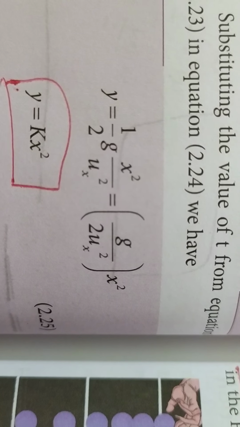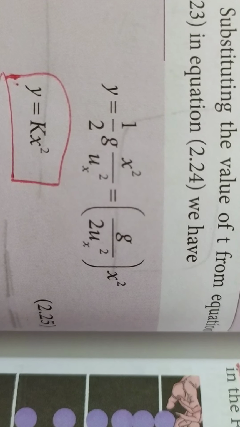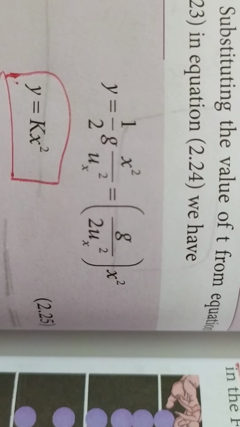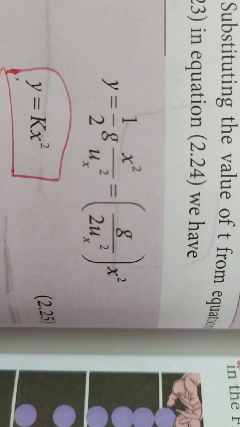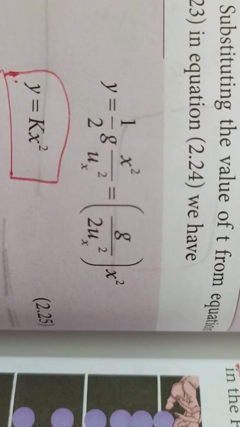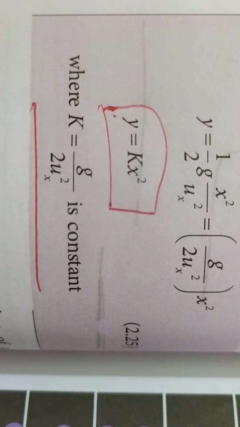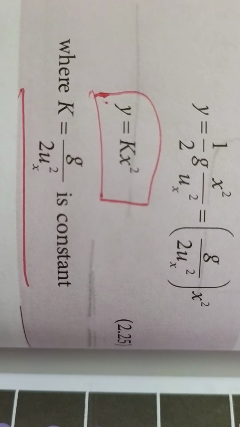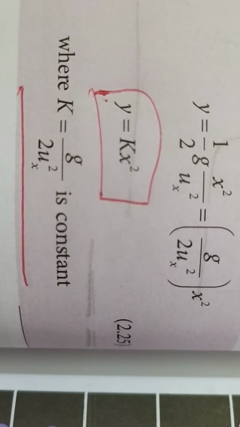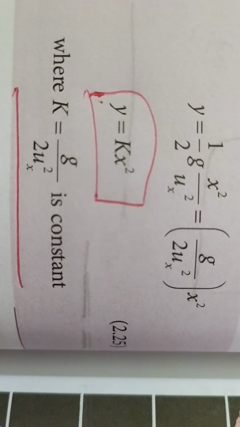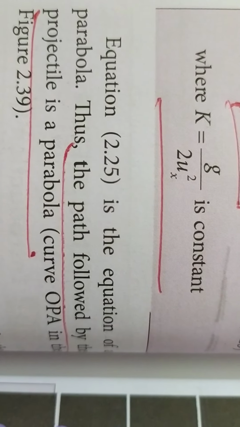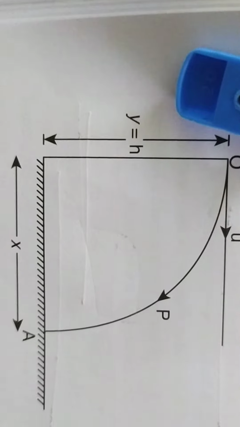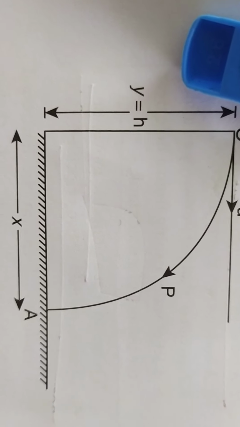Ux square can be taken outside the bracket. The other things are constant: g is the acceleration due to gravity, and ux is the velocity in the horizontal direction. Both are constant, so you can write y is equal to kx square, where k is equal to g by 2ux square, and k is a constant. But this is the equation of a parabola. y is equal to kx square is the equation for a parabola. So the path followed by the projectile is a parabola, that is the curve OPA. In this diagram, the curve OPA is nothing but a parabola.